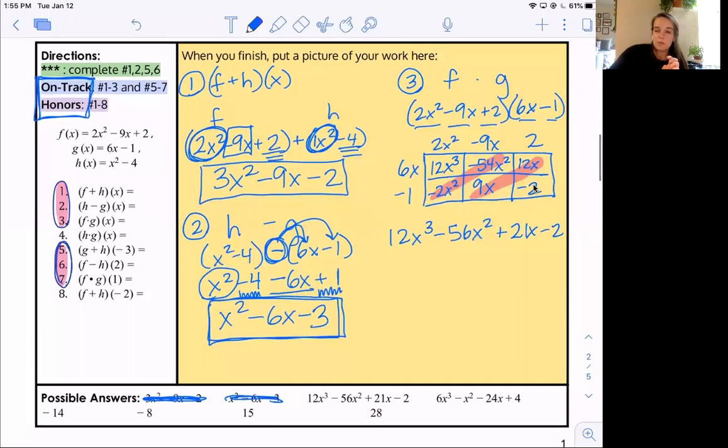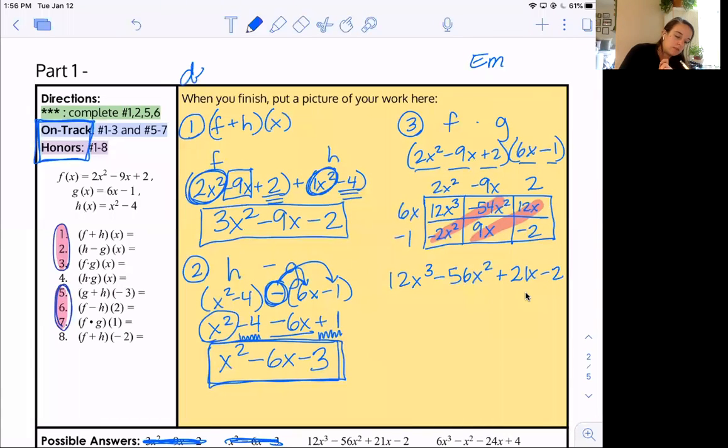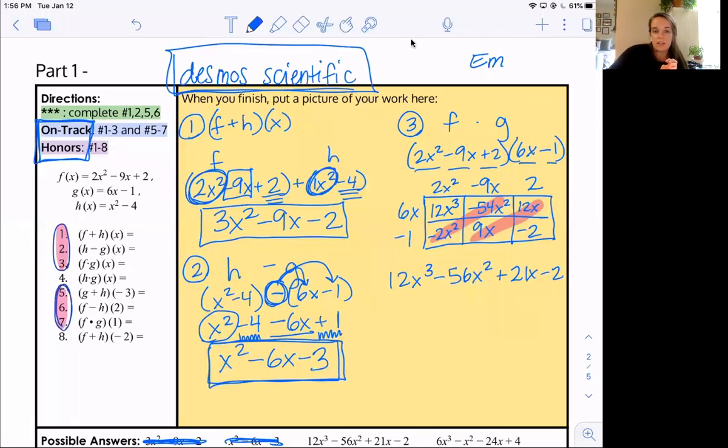If you need some help with the multiplication, feel free to use a calculator. You can log on to Desmos if you want. They have a scientific calculator that's super helpful. So Desmos Scientific is a good online calculator if you're tired of using Google.